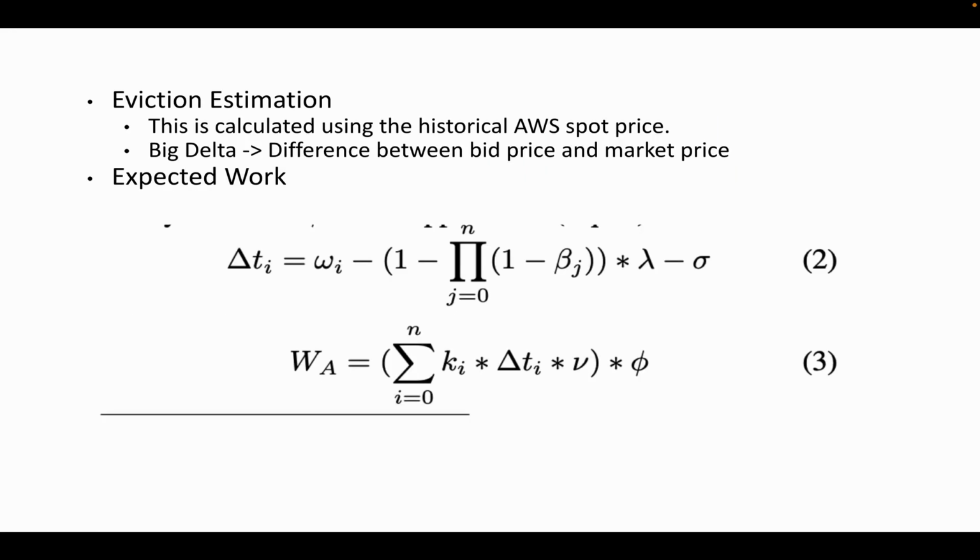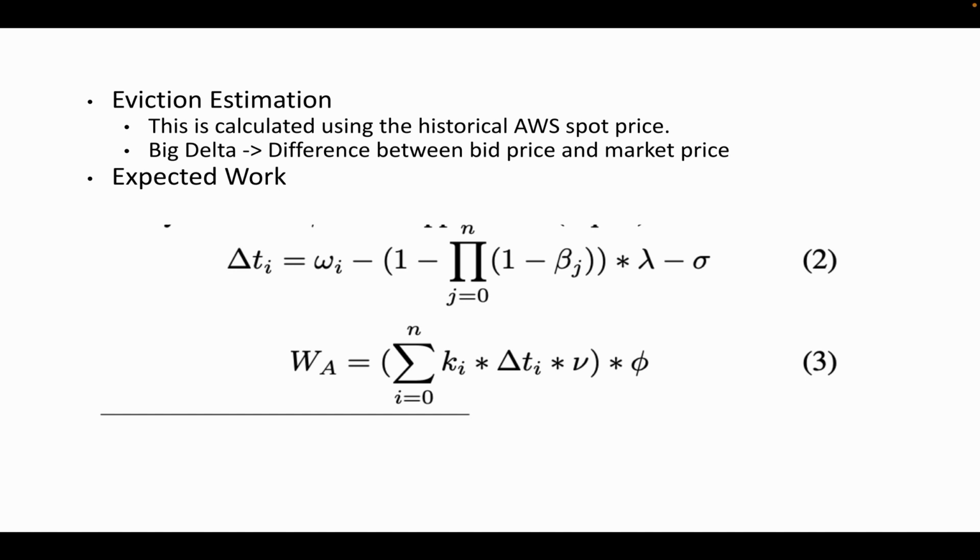The eviction probability estimation is calculated using the historical AWS spot price and the bid delta, which is the difference between the bid price and the market price. The historical probability of eviction is calculated from the context of evictions when the price rises above the bid for a given bid delta.